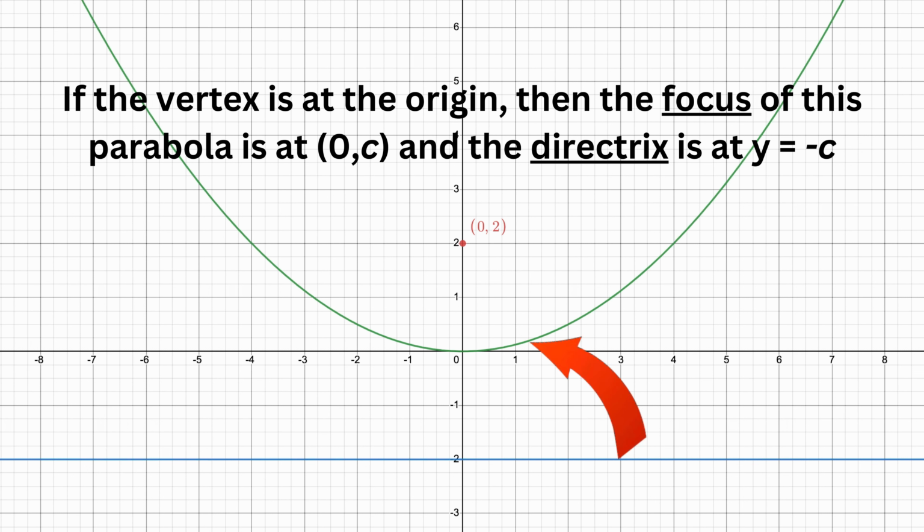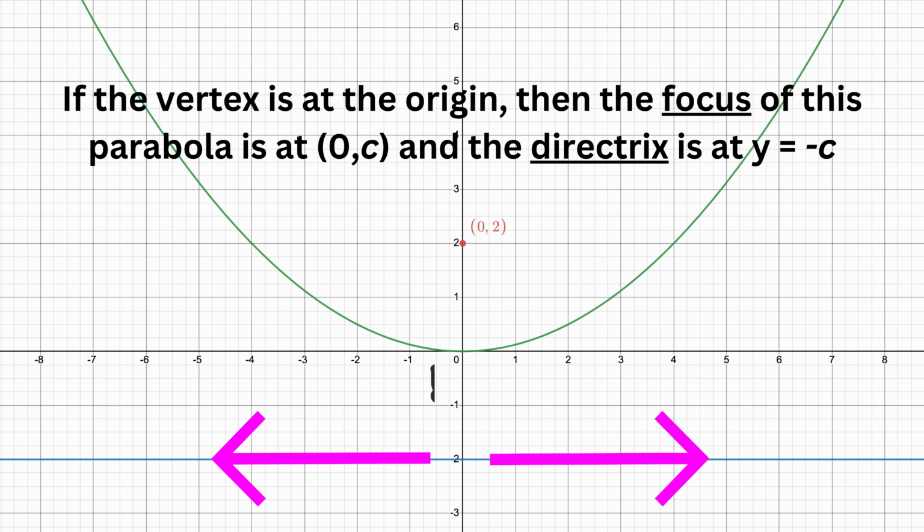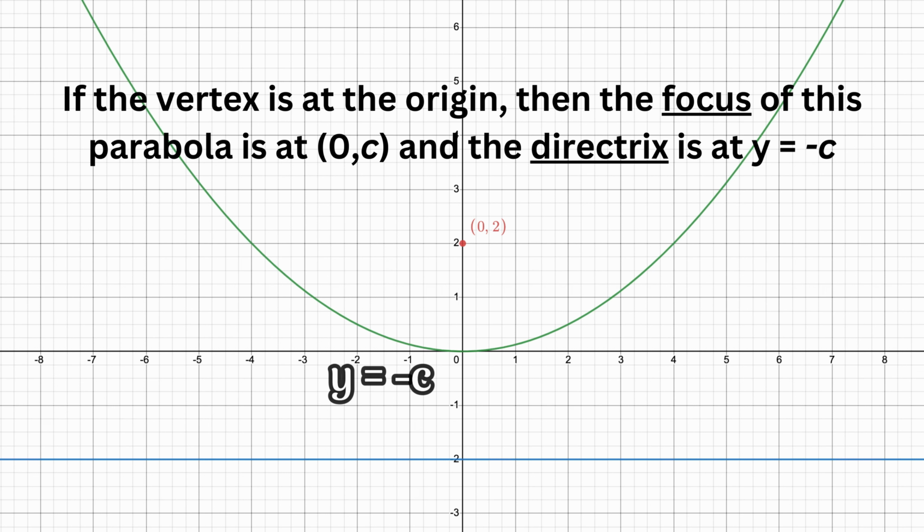Note that, if the vertex of a parabola is at the origin, then the focus of this parabola is at (0, c), and the directrix is the line y equals -c. We use c to denote the focal length of the parabola, or the distance from focus to vertex. In this case our c is 2 units.